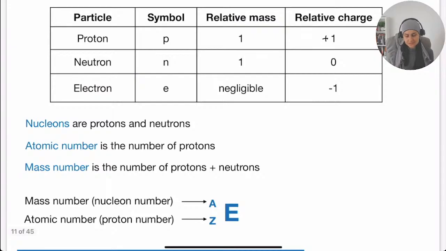So some definitions. Protons and neutrons are also called nucleons. Then atomic number is the same as the number of protons. So atomic number is the number of protons. The mass number is the number of protons plus the number of neutrons in the nucleus.